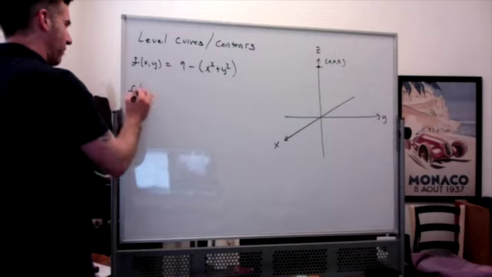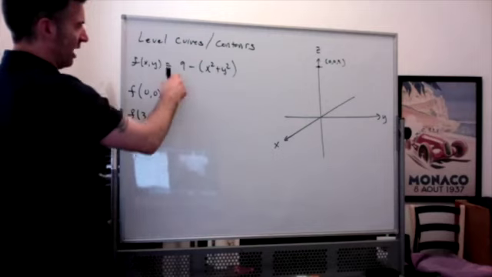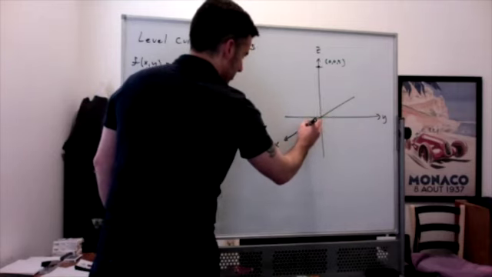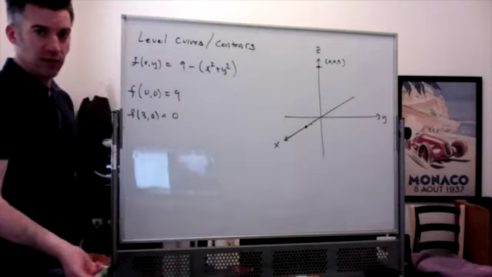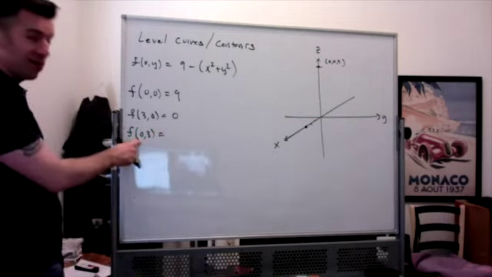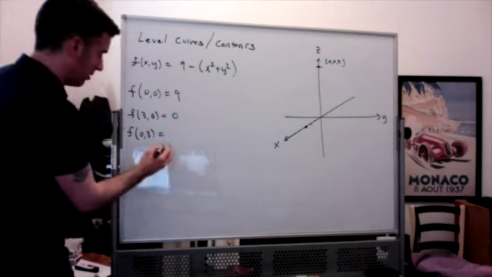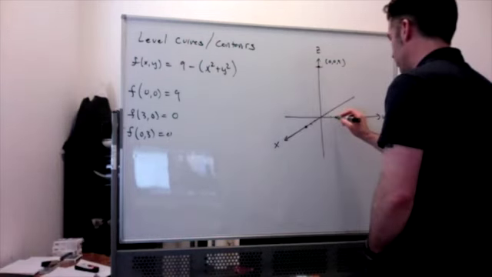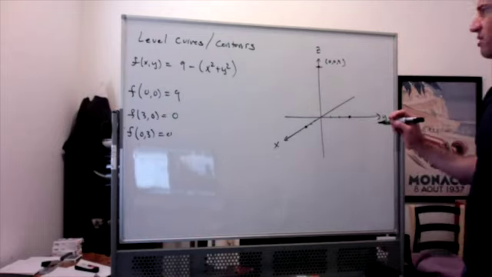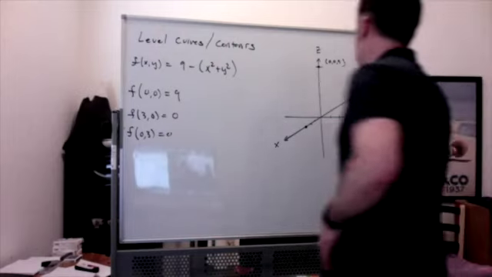So f of 0, 0 is equal to 9. f of 3, 0 is equal to, well, 9 minus 9 plus 0, which is 0. So if I go out 3 in this direction, I get that point there. I also get, if X is 0 and Y is 3, then I get 9 minus 0 plus 9. So 9 minus 9 is again 0. Look at this point over here. I'm getting a little bit ahead, and I don't want to spoil the whole thing, but I'm just going to graph it.